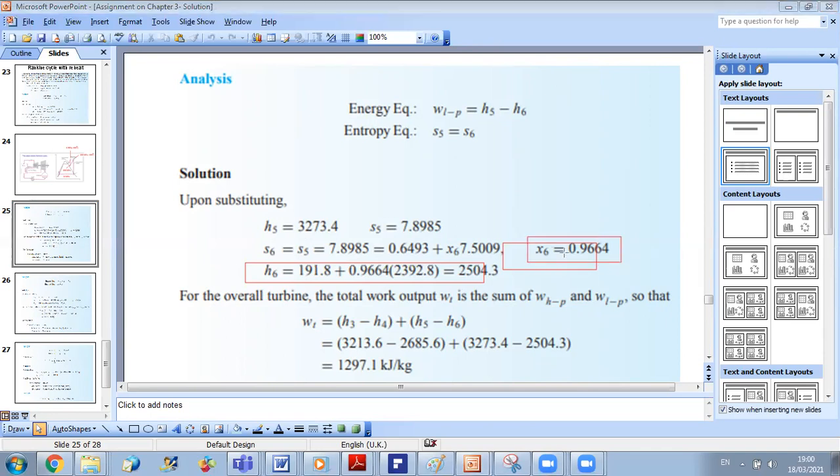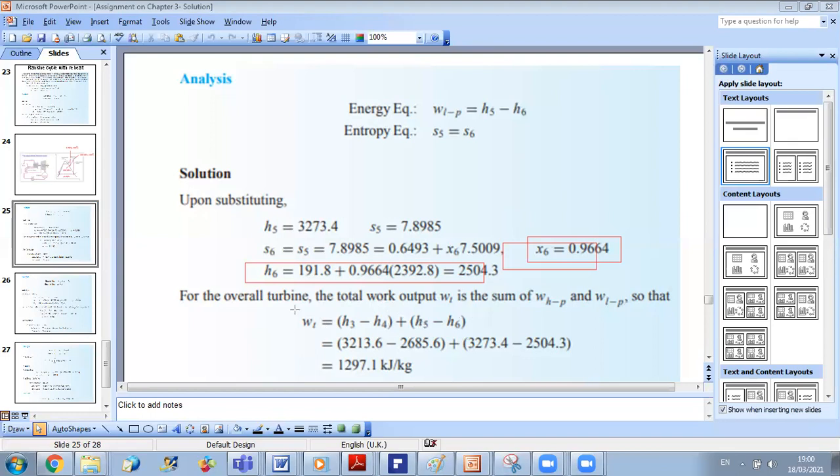In this way, we were able to raise the quality from 82% in the previous problem to nearly 97%, which will have a much better performance, because the water content will be reduced and it will not be very harmful for the blades of the turbine. And in this way, after calculating the conditions for the two turbines, they were able to calculate W total, which for the turbine is H3 minus H4 plus H5 minus H6.